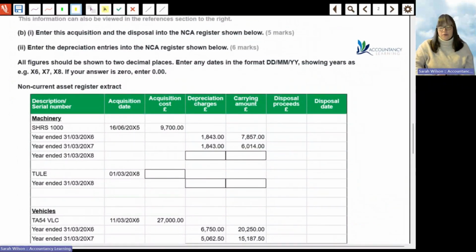We need to enter the acquisition and the disposal into the non-current asset register and then do the depreciation entries as well. Now it's important that we show our answers to 2 decimal places, use this format for any dates, making sure we show the years using the X number format. And if we have any answers of 0, then we need to enter them as 0.00.